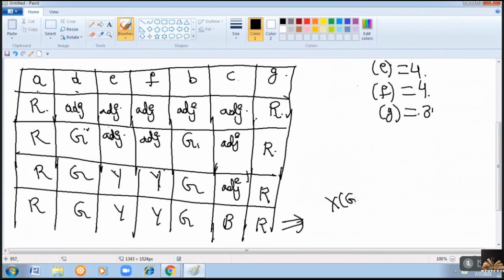Now, what is the chromatic number? How many colors have you used? Red, green, yellow, blue. Therefore, the chromatic number is 4.